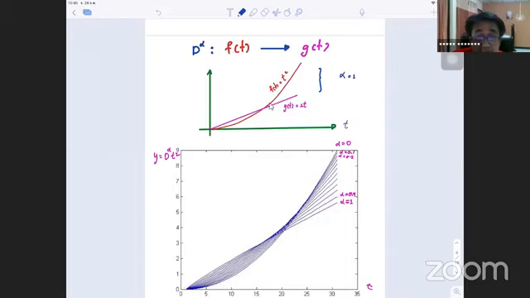This alpha equal to 0, this is the parabola. And when alpha equal to 1, it is a straight line. And when alpha is 0.1, 0.2, 0.3, 0.4, 0.5, yeah, we have many graphs.